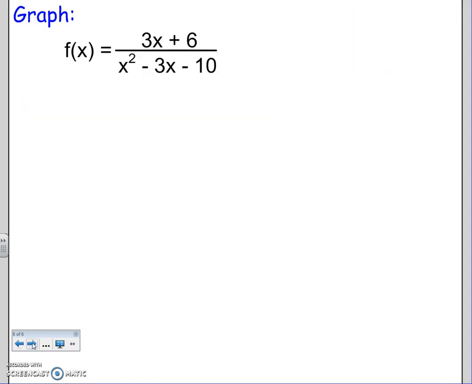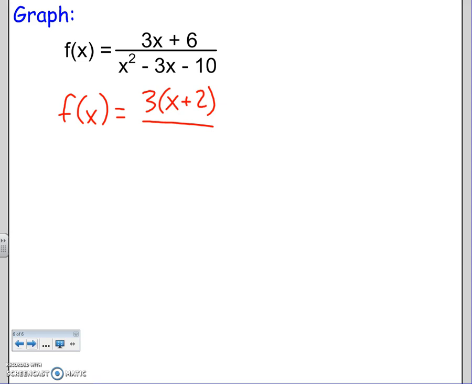Last thing in our test is graphing. Graphing is just like multiplying. There's the same 3 steps. So step 1, factor everything. So we're here. The top, 2 terms. 2 terms means GCF first, the next method. I can take out 3. What's left is x plus 2.